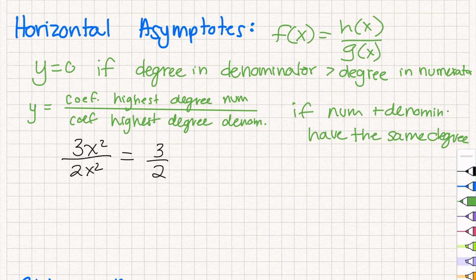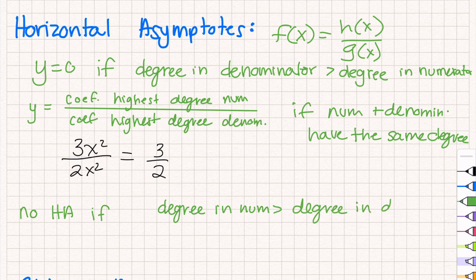And there's going to be no horizontal asymptote if the degree in the numerator is higher than the degree in the denominator. So for example, if I have 3x cubed over x squared, we would have no horizontal asymptote.